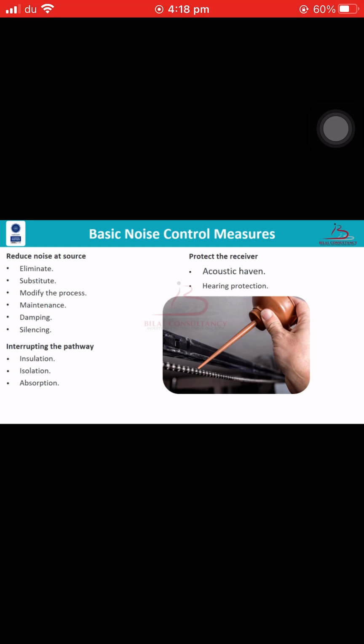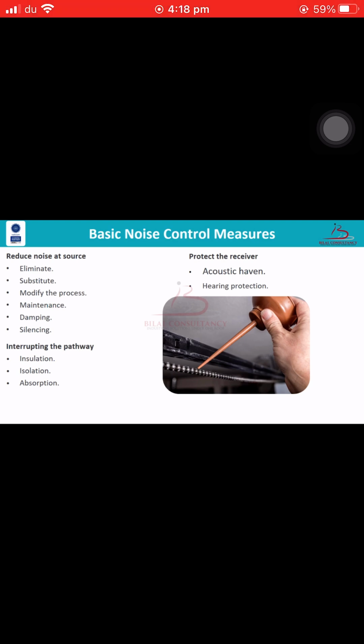And the second thing we can do is interrupt the pathway, as I have told you in the slide of that diagram, by providing insulation. Insulation is a very bad conductor of noise. And the second thing we can do is isolate. We can isolate the receiver from the source. We can maintain a long distance between them, and this will help in reducing the noise.